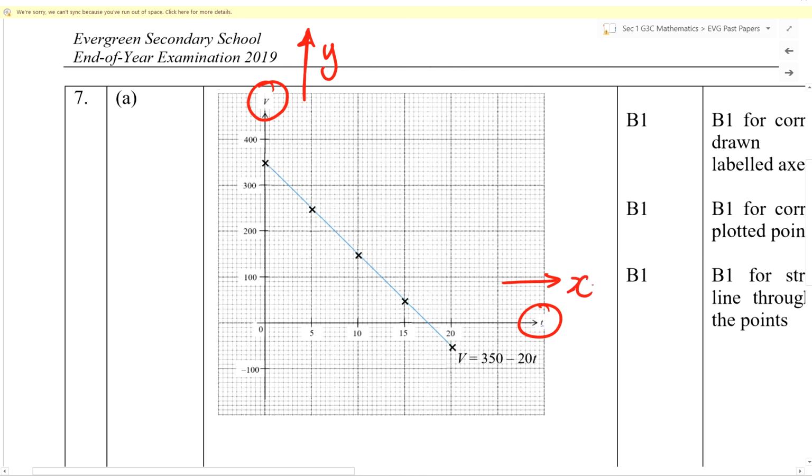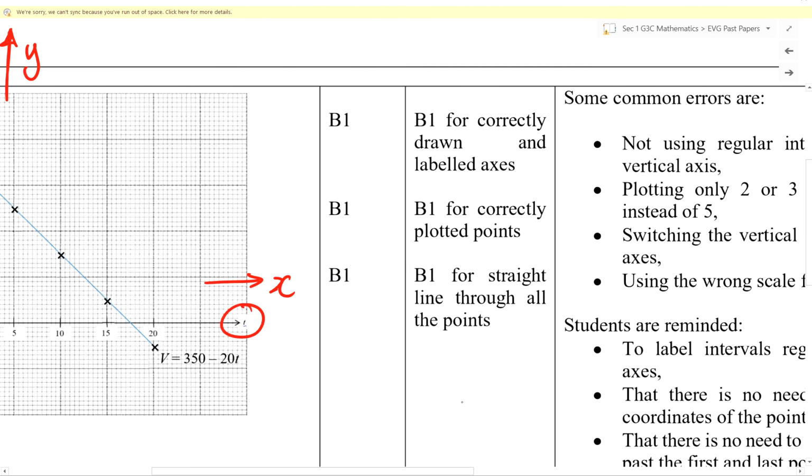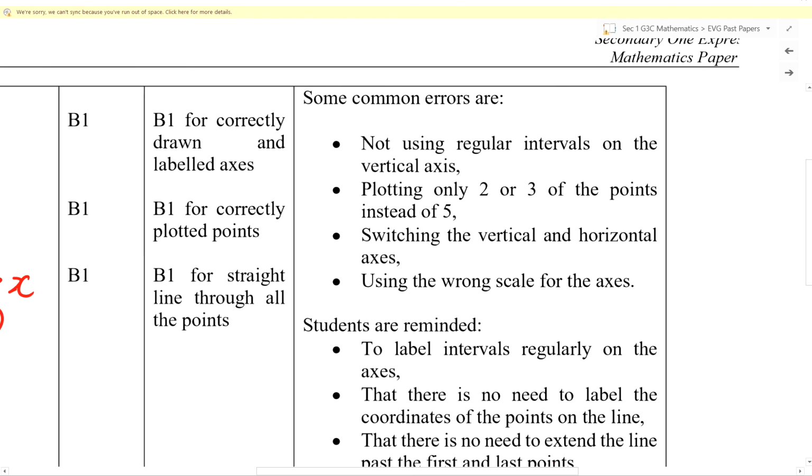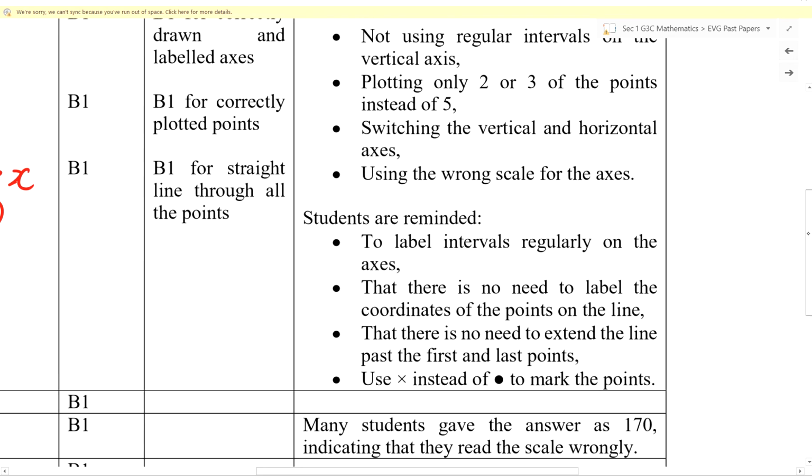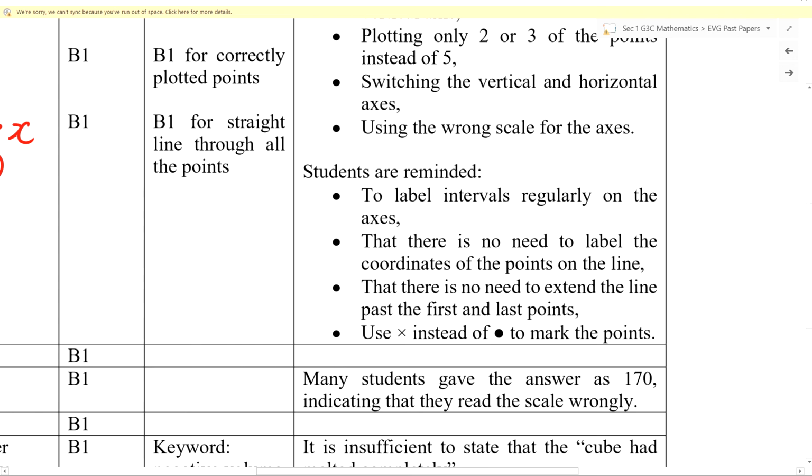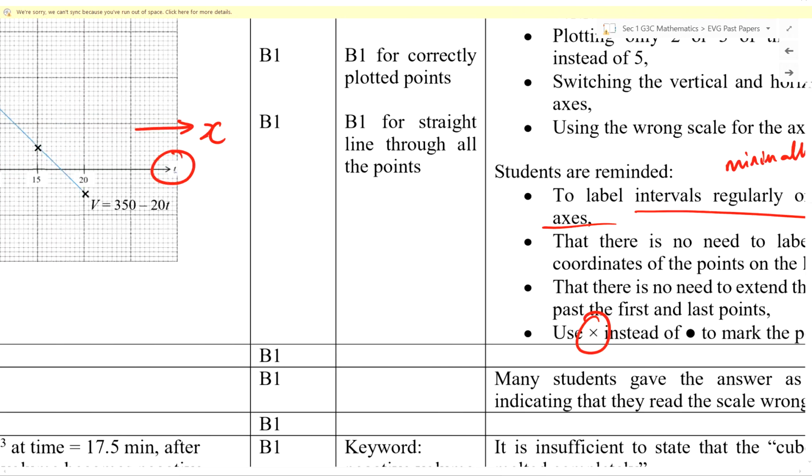So 1 mark for the scale and the axis, 1 mark for the points, and 1 mark for the straight line. So these are the common issues, some of which I've already mentioned. You need to label regularly. So label minimally every 2 cm, okay, for 2 big squares. Use an X, use a cross, not a dot to mark the points.